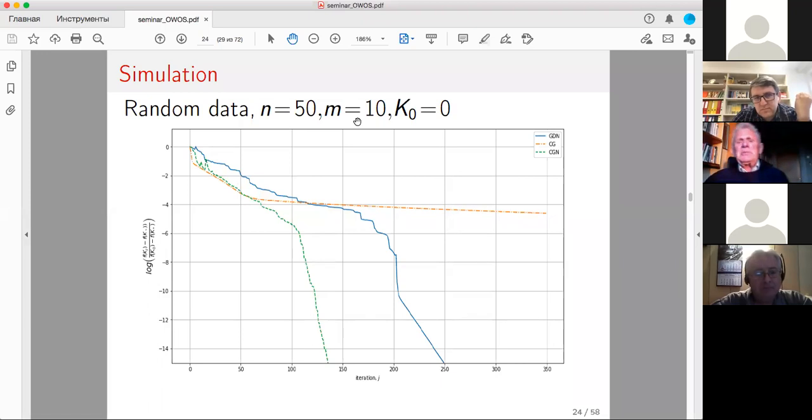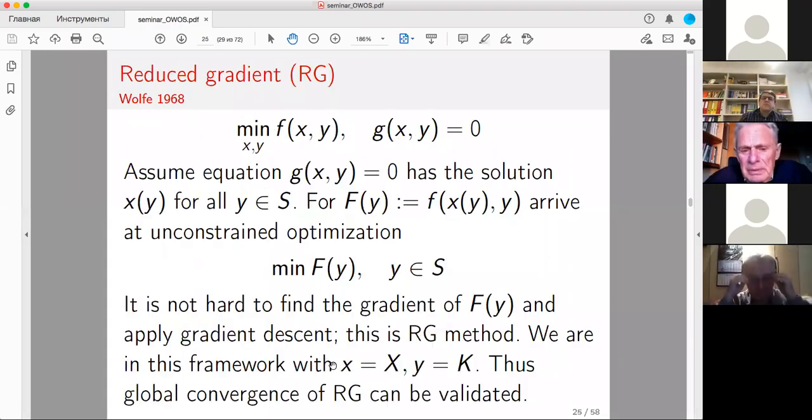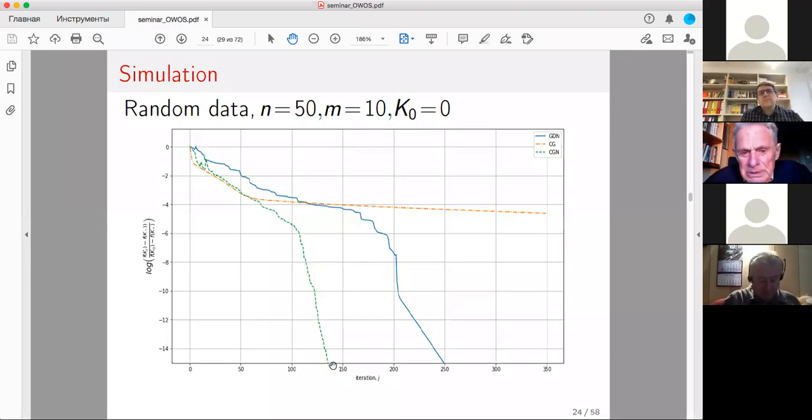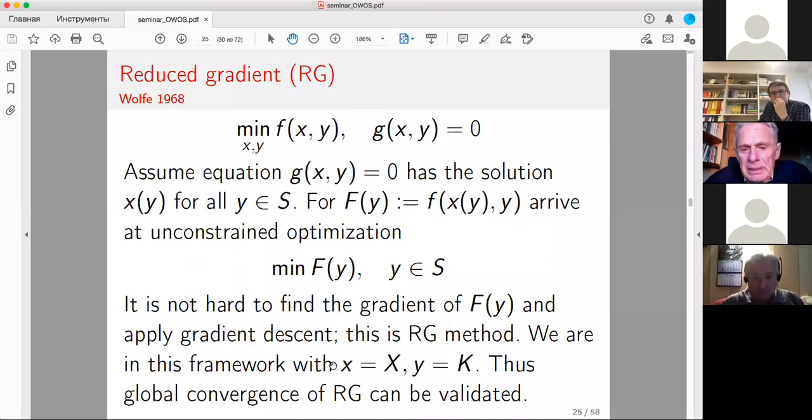These problems are not large. It is medium dimension, but well, 150 iterations are enough to find the solution with high accuracy. Okay, and one more comment.